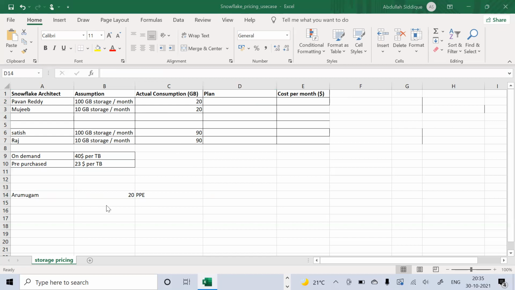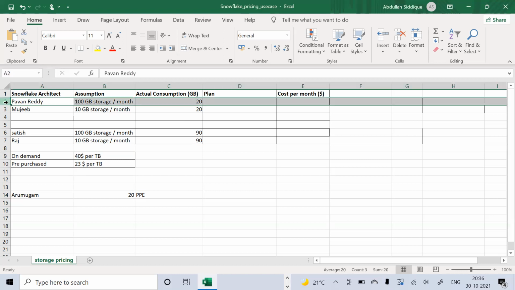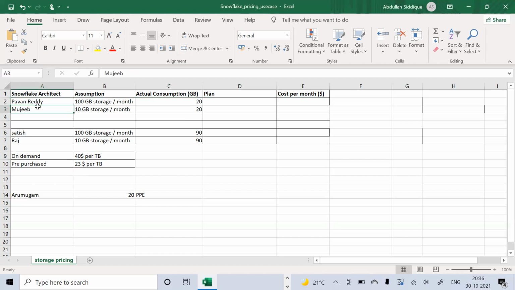So your actual consumption is 20, and you are going with pre-purchase, right? Pre-purchase like 40 GB, because the data is not growing that much for the past 2 months. No, this is separate. This is not 40 GB. These 2 systems are separate. Tell me for each separately. These both are on different accounts.